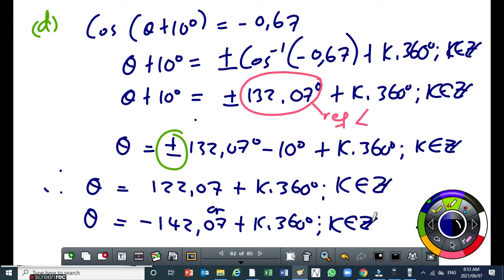So these two are the answers. These two. They are the general solutions of that trigonometric equation. You can use both of them to find all the solutions, all of them. If you are given a specific interval, you can use them to determine all the possible values of theta within that interval.